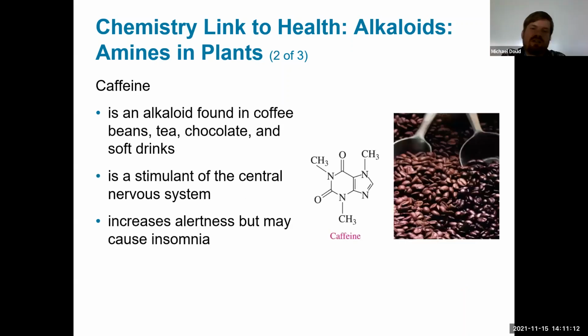Slightly less illicit, I guess, than that is caffeine. Caffeine is another example of an alkaloid. That's the structure right here. Of course, this is in coffee beans, tea, and chocolate. And this is another central nervous system stimulant. This leads to an increase of alertness, but it may cause us insomnia, and it is definitely habit forming as well. So just keep that in mind.